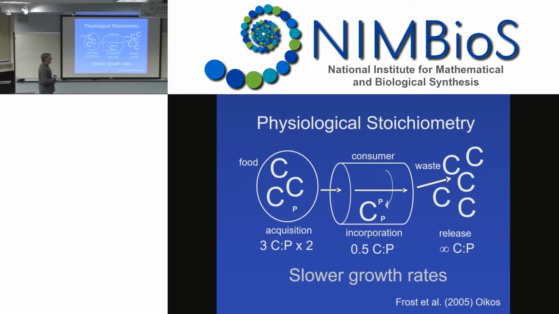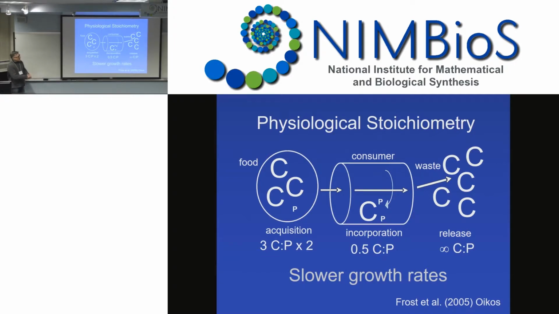So here I've changed the numbers around just to show why that is. If an animal is eating food with a C to P ratio of 3 to 1, but it needs a C to P ratio of 0.5, it basically has to eat 2 of these to get enough phosphorus. So now it's eating 6 C's and 2 P's so that it can get the 2 P's so it can grow. But it ends up having so much extra carbon that it has to get rid of a lot of carbon. In this case, it's perfectly efficient. It keeps all of the phosphorus in the food, but it has to release this huge amount of carbon.